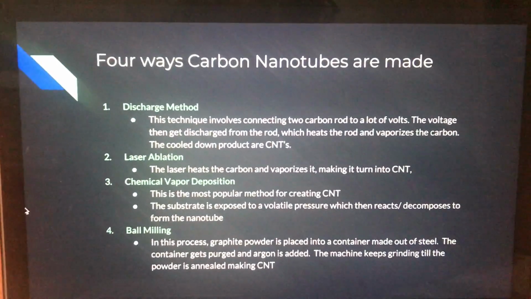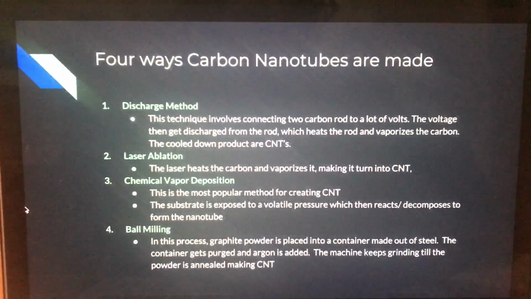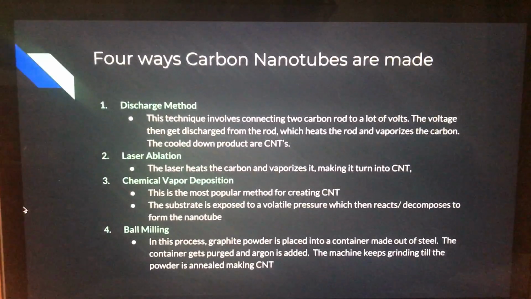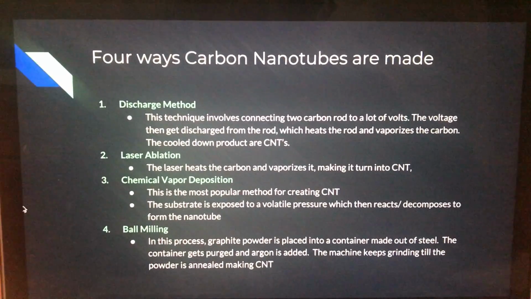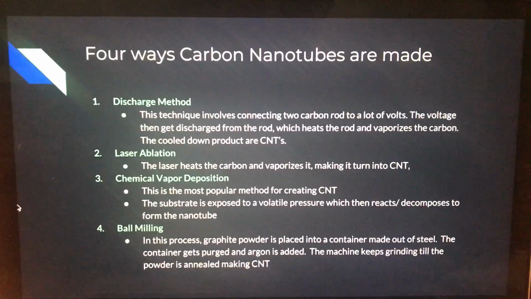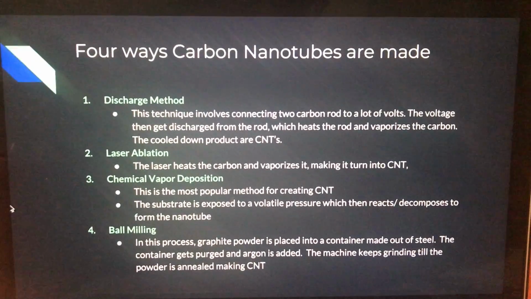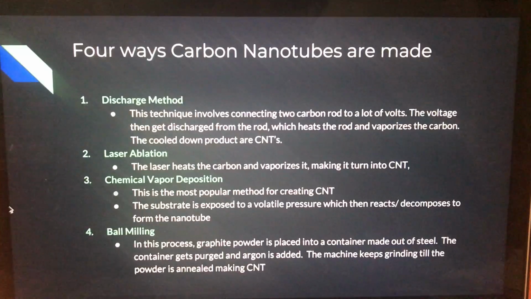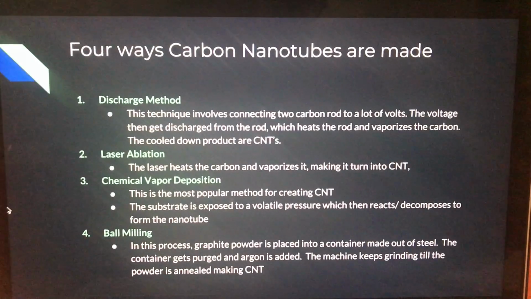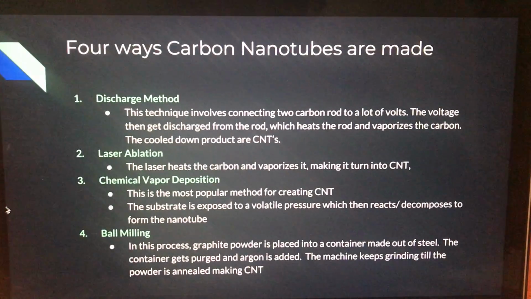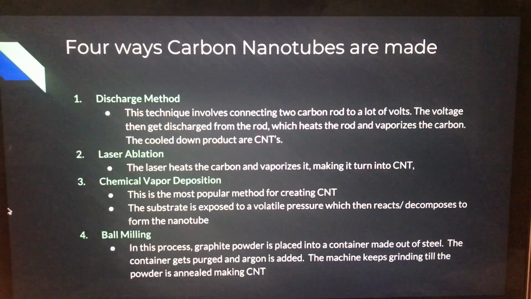The four methods of making nanotubes are the arc discharge method, the laser method, chemical vapor deposition, and the ball milling method. In the arc discharge method, voltage is discharged from the rod. After heating and vaporizing the carbon, it forms into CNTs. In the laser ablation method, a laser heats the carbon, then vaporizes it, turning it into CNTs.